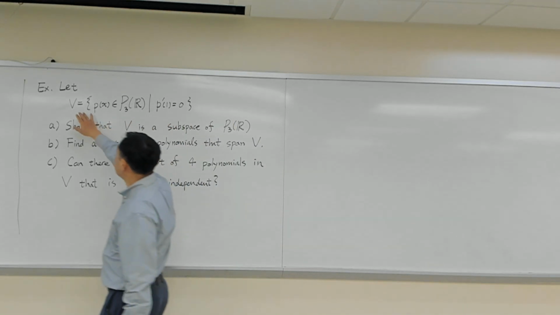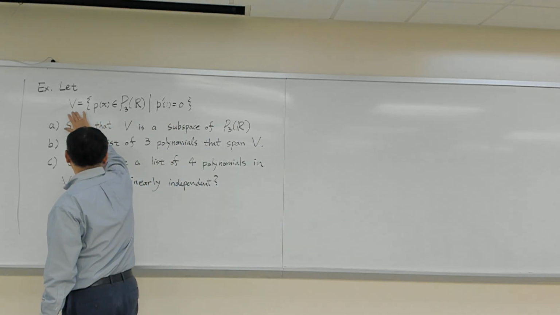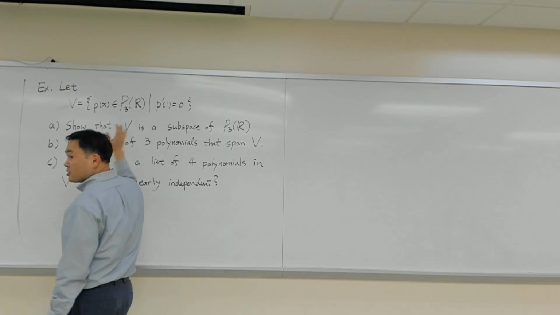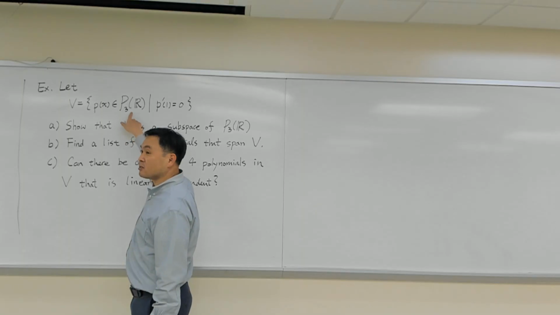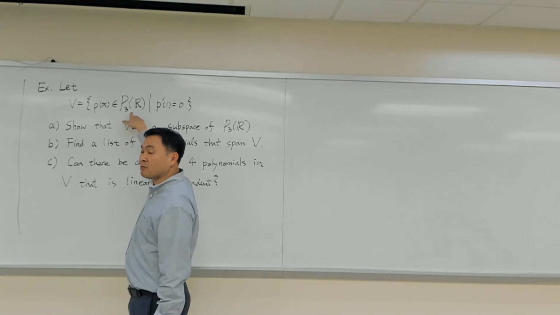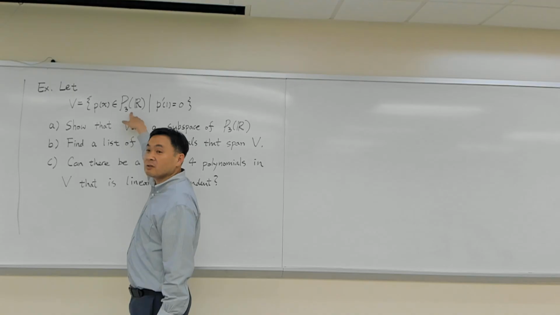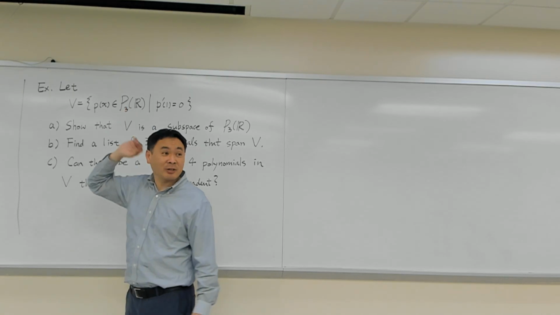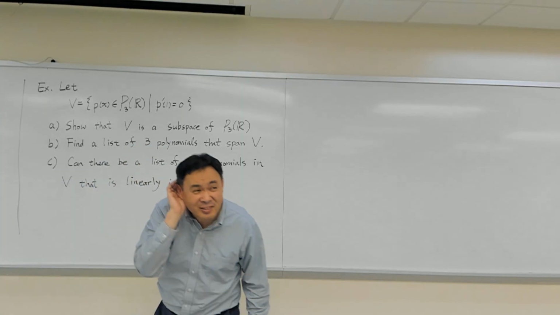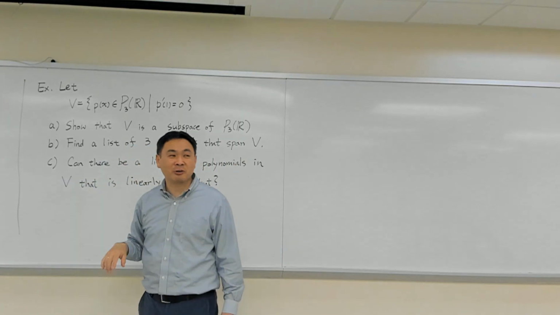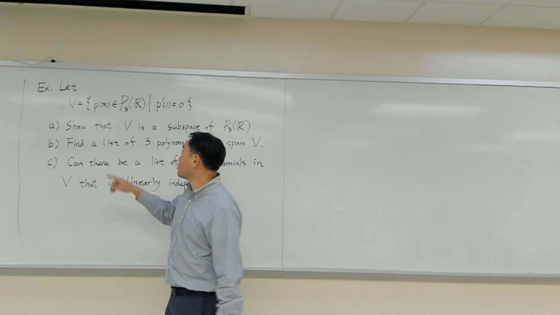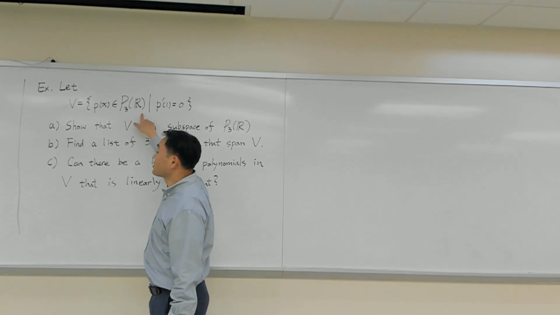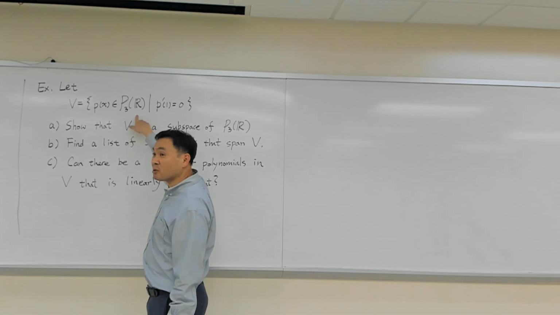Here's a subset of the vector space P3R. What is P3R again? It's a set of polynomials of... What? Is it 3 terms? No, it's not 3 terms. Oh, degree. Degree 3 or less. Okay, so this is a set of polynomials of degree 3 or less.